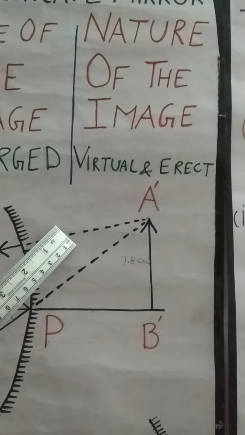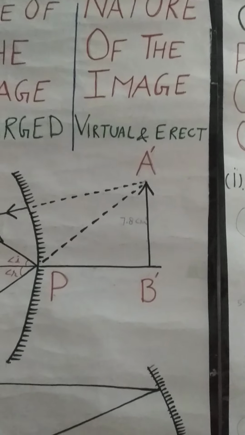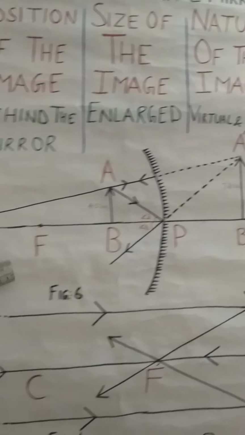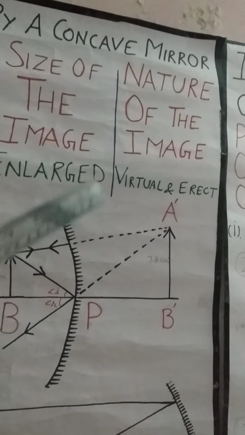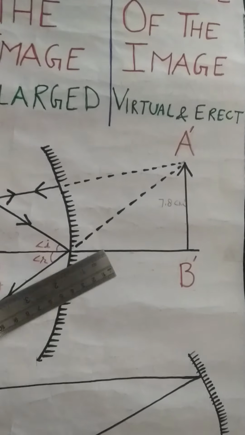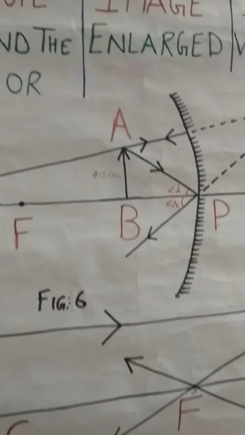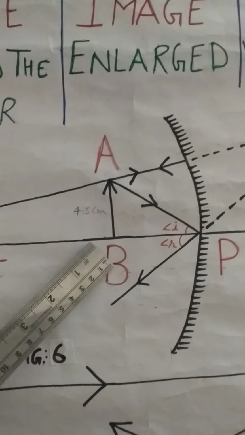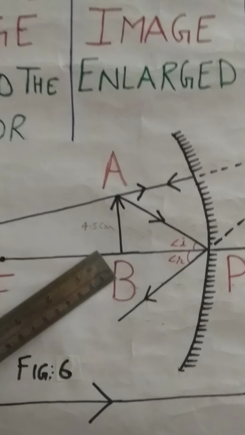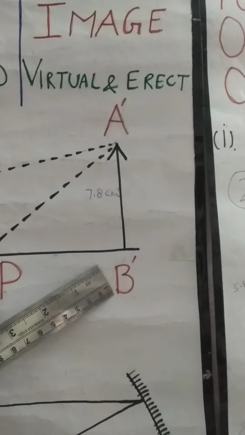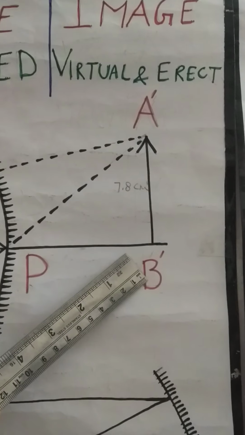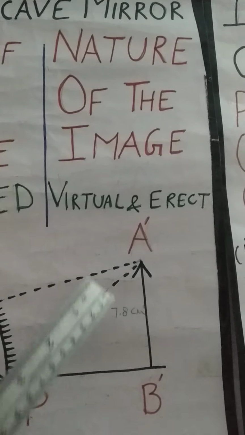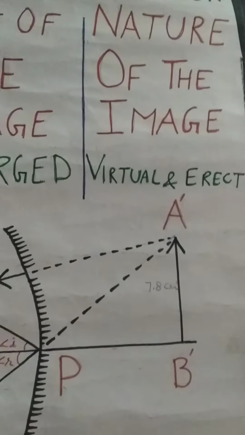Nature of the image: virtual and erect. Since the image is formed behind the mirror, the nature of the image is virtual. Direction of the object is from B to A, upward, and direction of the image is also from B dash to A dash, that is upward. So nature of the image is virtual and erect.